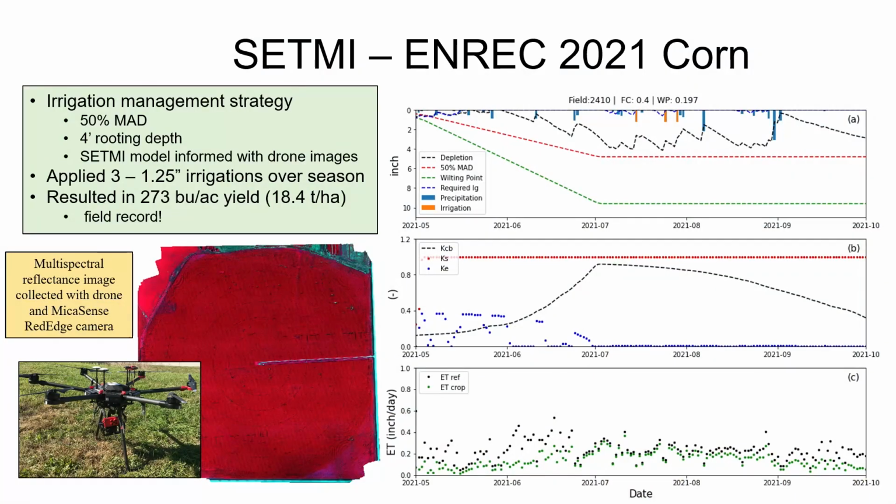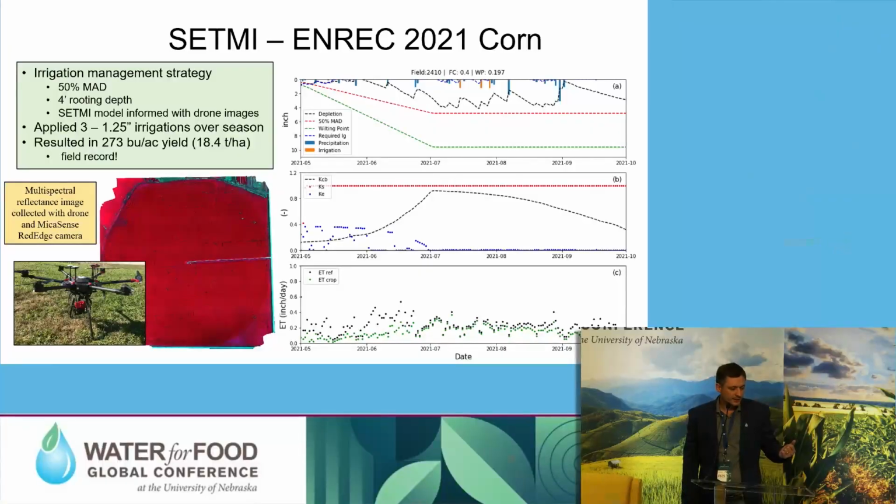Using SETMI, for this field, we broke the field record. We applied like 3 irrigations only, but we broke the field record. We got 273 bushels per acre, or 18.4 tons per hectare. It's very high yield. We use drones, satellite. We use images from drones and using SETMI, the hybrid approach.